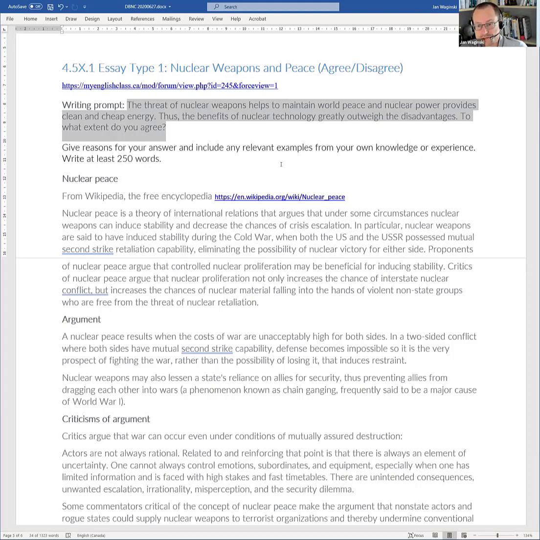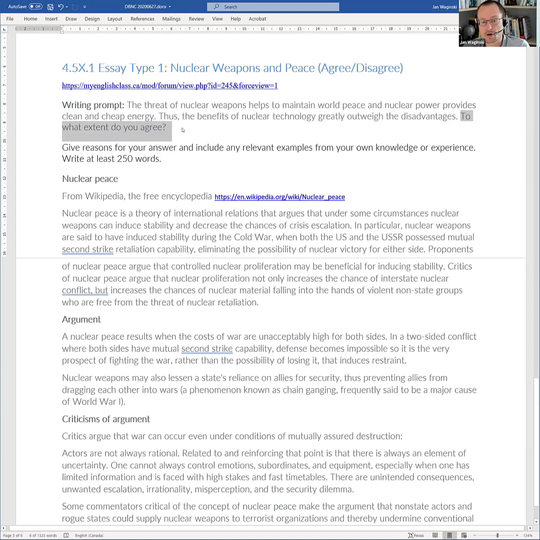So in this type of essay, we're looking for two reasons to either agree or disagree with the prompt. It says to what extent, and a lot of people interpret that to mean they should write in such a way that they say, oh, I partially agree and I partially disagree. On the one side, this, however, on the other side, that.